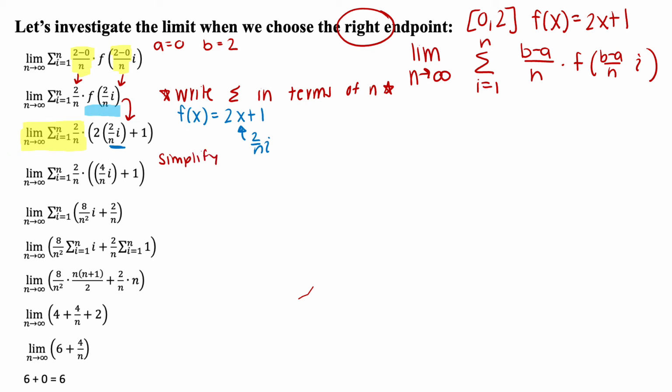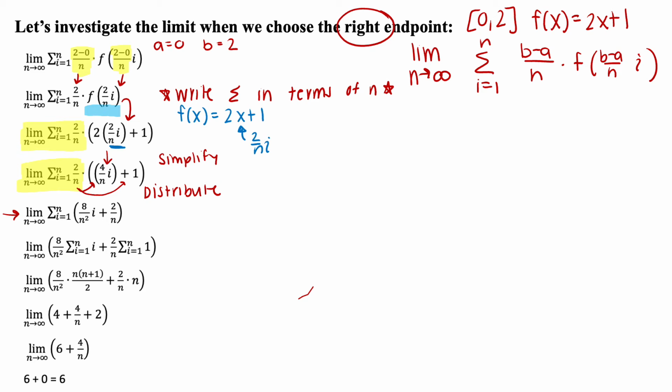So we multiply 2 times 2 gives us 4 over n times i plus 1. And then in our next step, in this last step, we kept this beginning part again. In our next step, we're actually going to distribute the 2 over n to both terms. So now in this line here we have the limit as n goes to infinity of the sum from i equals 1 to n of 8 over n squared i plus 2 over n.